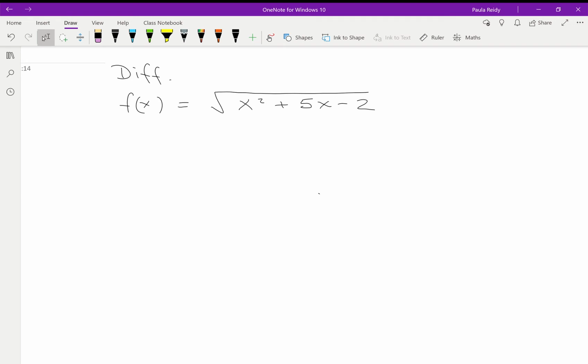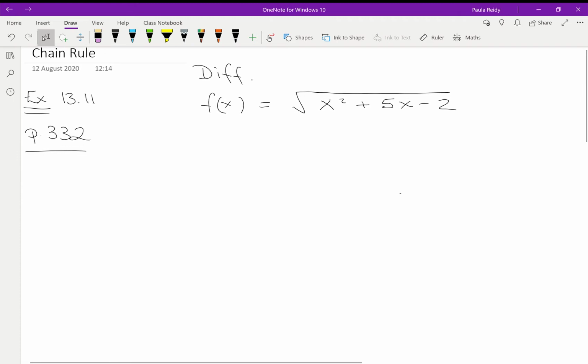Okay, so we're just going to have a look now at the chain rule, okay? And the best way to do this is just to go straight into the examples. I've taken these examples from the book. So these are from page 332 of Active Maths for book 1, and here we go. So this is on page 332, example 13.11.